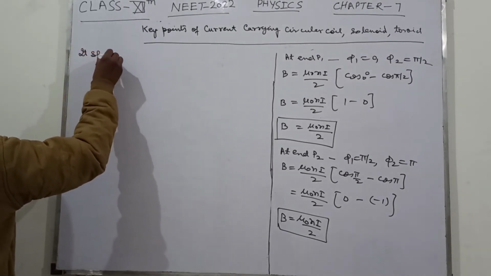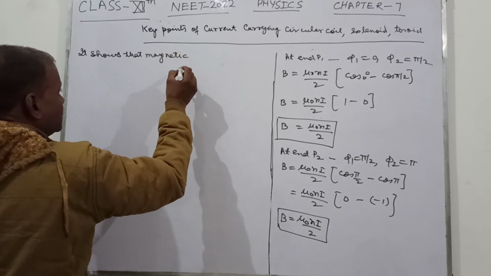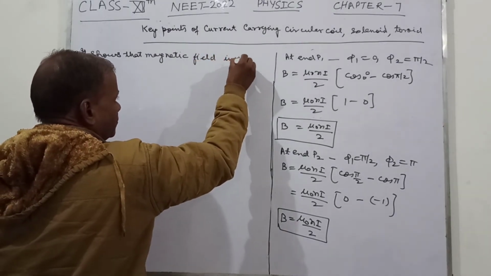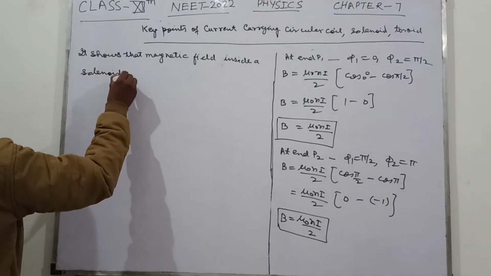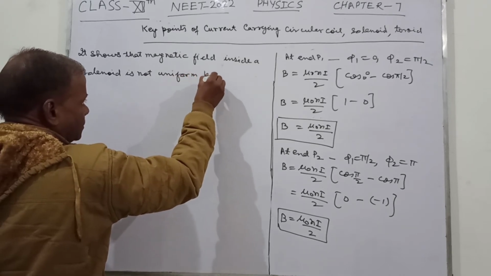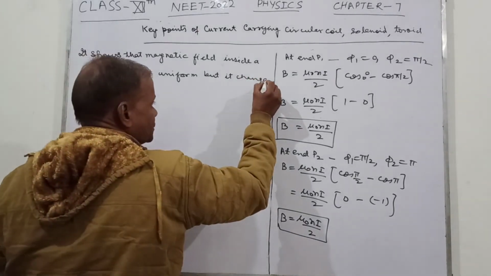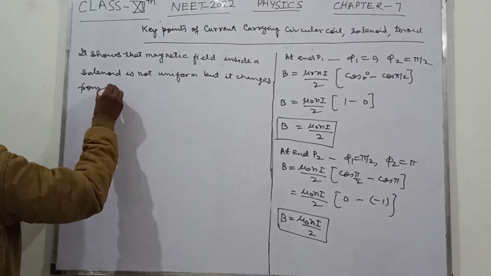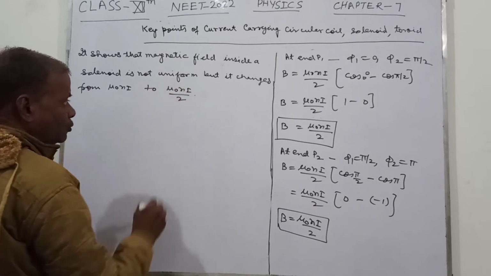It shows that the magnetic field inside a solenoid is not uniform, but it changes from the maximum value mu naught Ni to mu naught Ni upon 2.